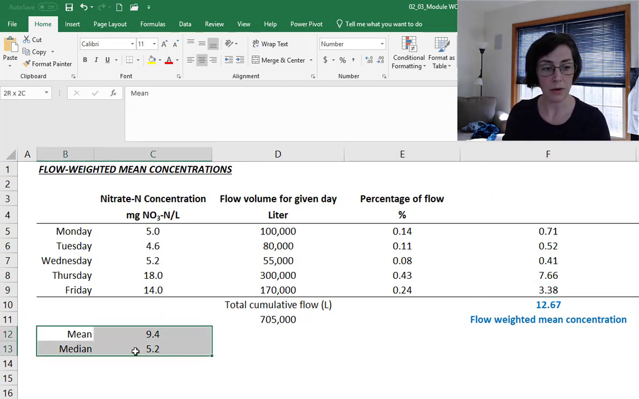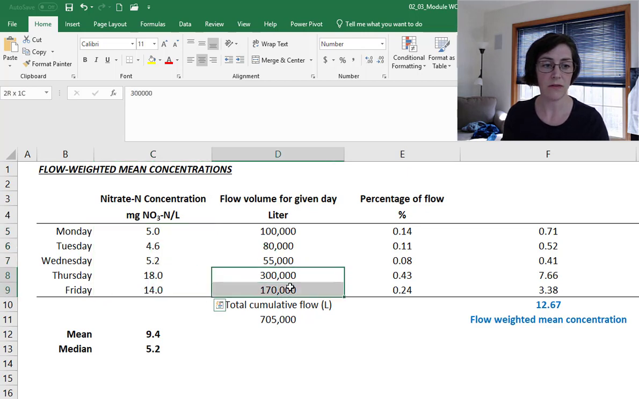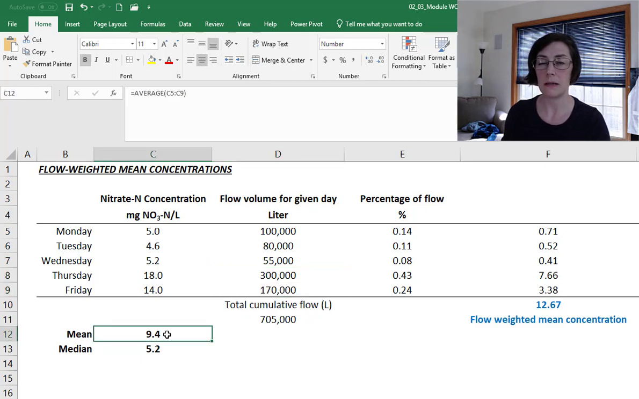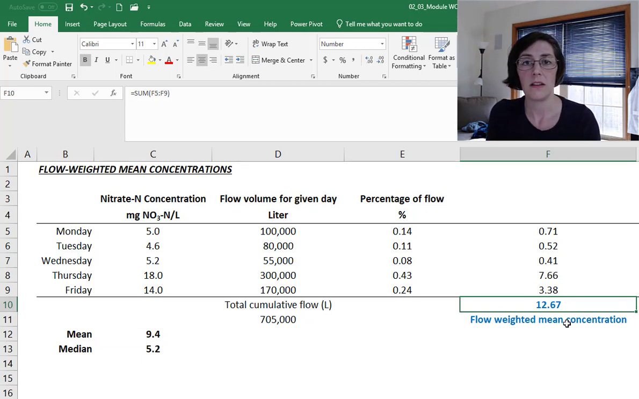Now compare that number with my mean and median calculated before. The median, sure, that's a good median for that range of numbers, but when I'm looking at how much water actually left that tile pipe, even 9.4 seems low. It's not a really reflective value of the concentrations occurring at the most flow. And so in terms of flow-weighted mean concentration, that ends up being a much more reflective value for the concentration and the flow considered together.